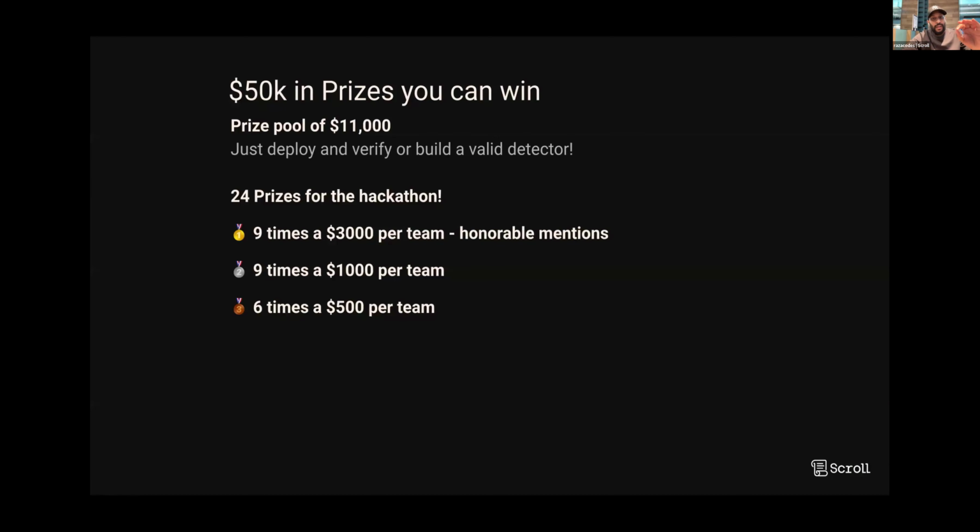The exciting thing I want to talk to you guys about today is the way we designed the prizes: there are actually 24 prizes. We're giving 9 times 3K per team, 9 times 1K per team, and 6 times $500 per team. And then we also have a prize pool of 11K, meaning you deploy and verify your contract or build a valid detector. Detectors are part of the Cypher bounties. But if you do either of these and just deploy on Scroll, you'll already be eligible for the prize pool.